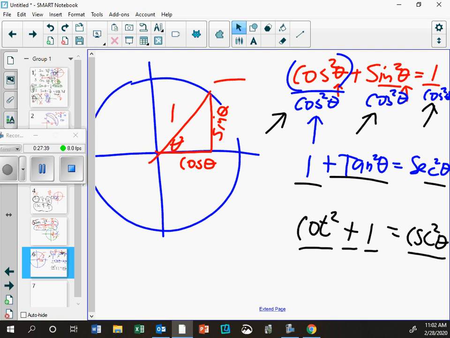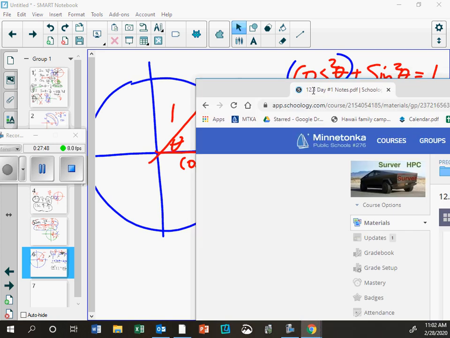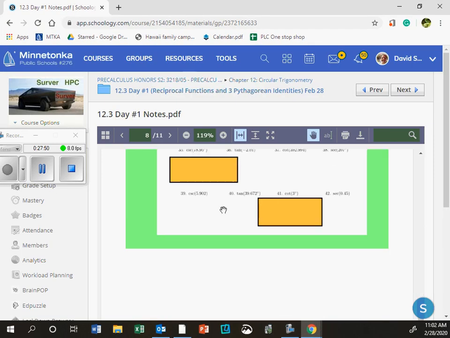Okay, so let's get into your homework. The next thing that you need to know, everybody find the notes that are posted for today. It's 12.3 day 1. And it's the only day of it that we're going to do.